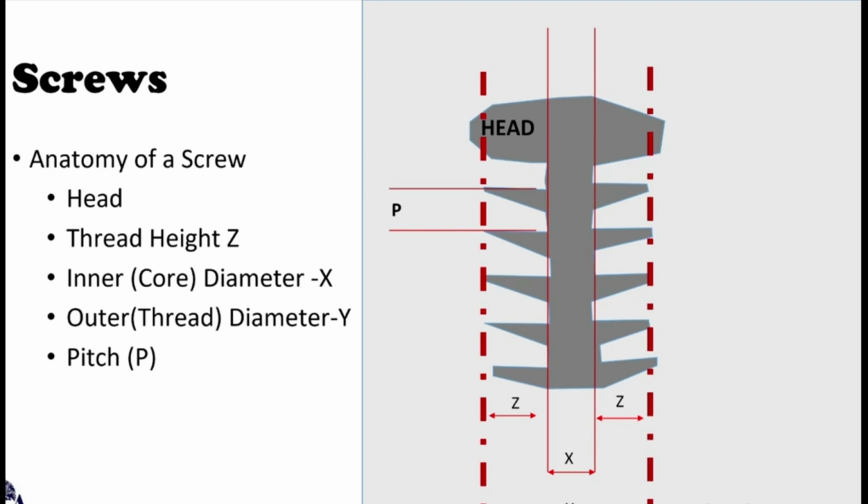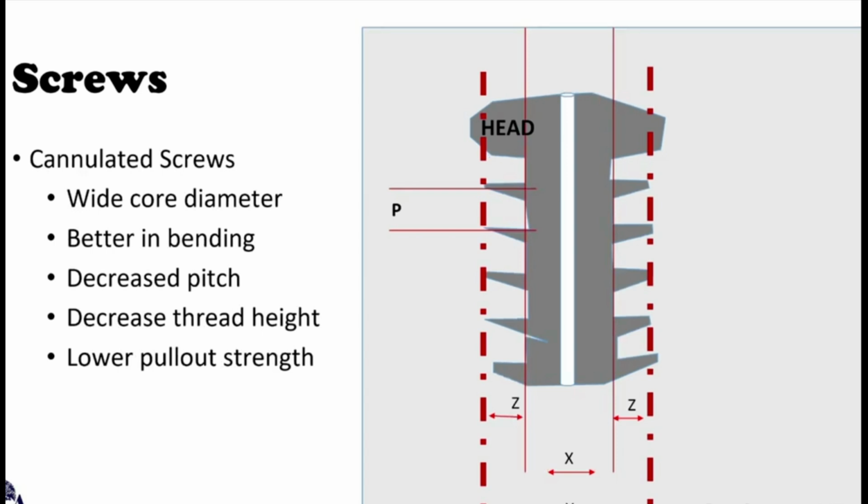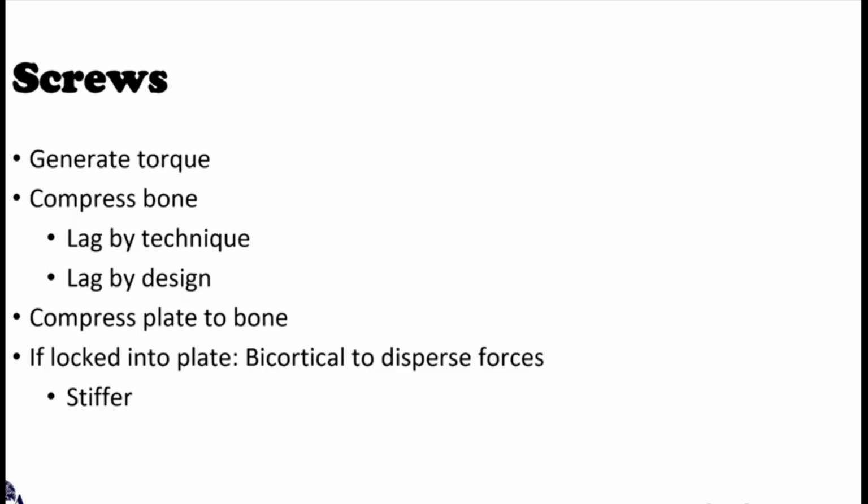And then there is the pitch, or the distance between the threads, and that varies depending on the type of screw you're using. For example, a cortical screw has a smaller pitch, smaller thread height. Cancellous screws have a larger pitch, larger thread height, smaller core diameter. Cannulated screws, like shown here, have a wide core diameter to help them be better in bending, and they have a decreased pitch and a little bit lower pullout strength.